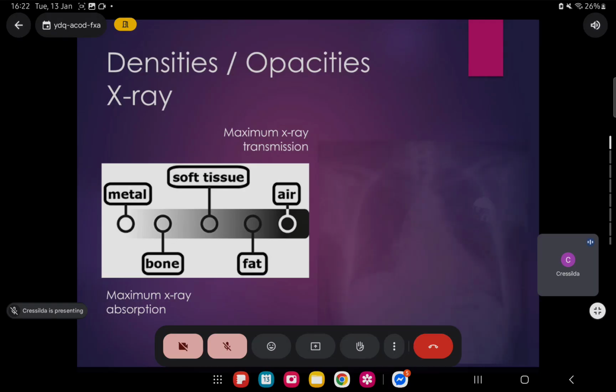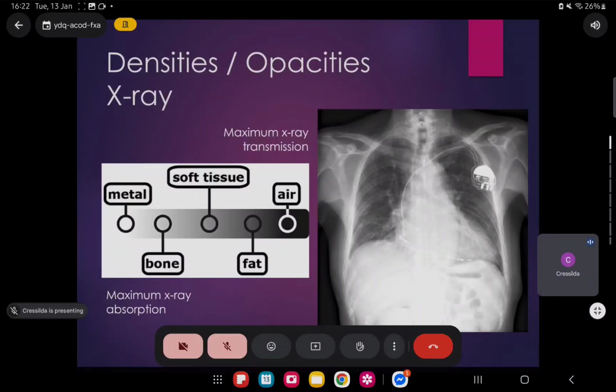Air is the darkest, so it would appear black because it would not absorb anything and would let all of the X-rays pass through. Fat has a lighter shade of gray than air. So that one would be air pointed at. It appears very dark because that's the air that we see within the alveolar sacs of the lung. Then it appears gray. So it's a little bit grayer compared to air, but not as white as soft tissue or fluid. So both soft tissue and fluid appear the same on X-ray.